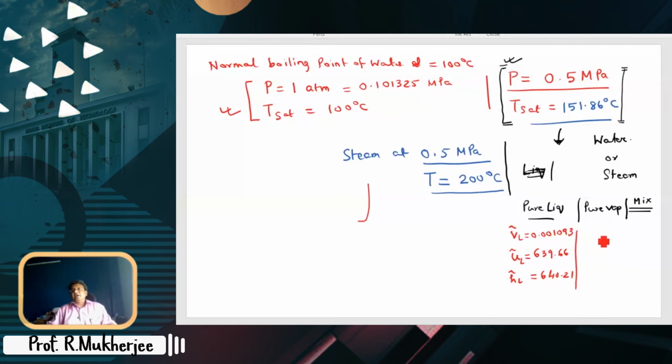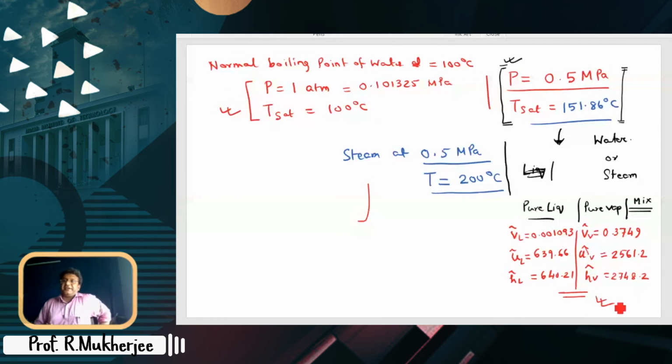On the other hand, if you have pure vapor, you can find out the VV. VV is what? 0.3749. Why don't you start giving answers in the chat box? UV you have 2561.2. HV you have 2748.2. So please ask yourself, all of you can find out this data.